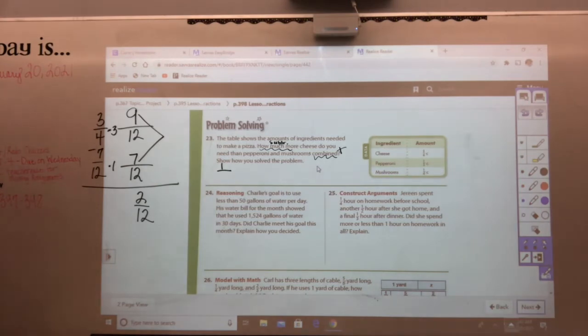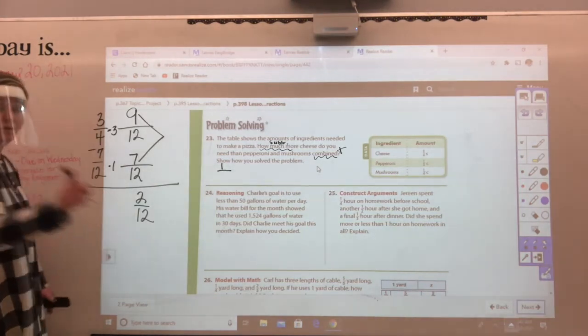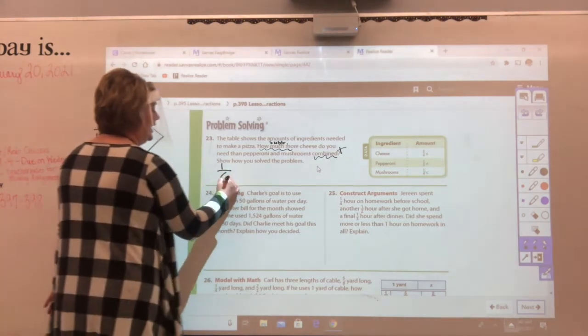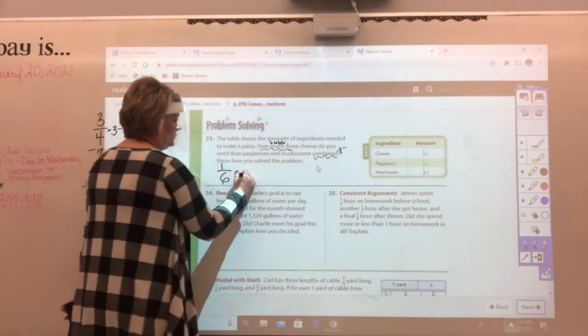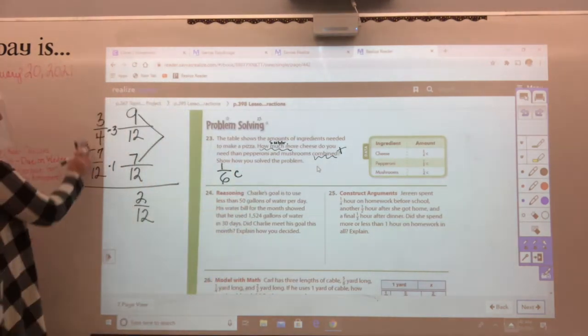2 can go into 6. 2 can divide into 12 6 times. There's your answer. And see this little bitty C right there? That stands for cups. So put a C right there for cups.